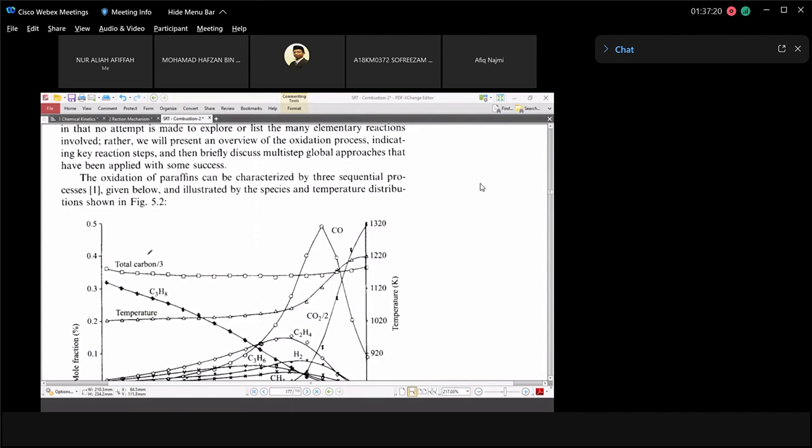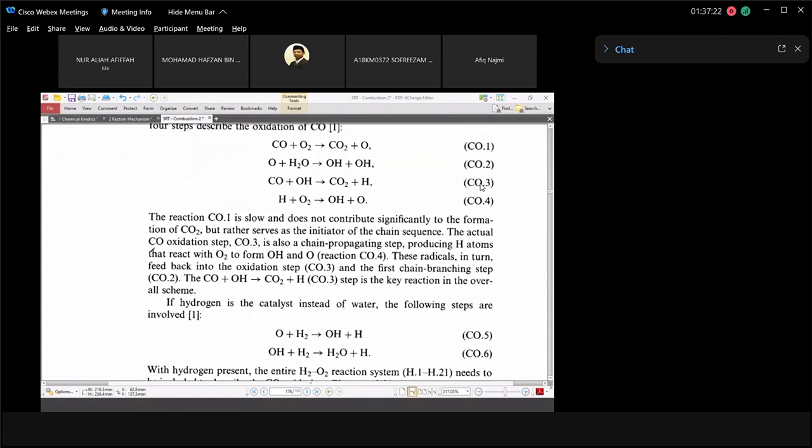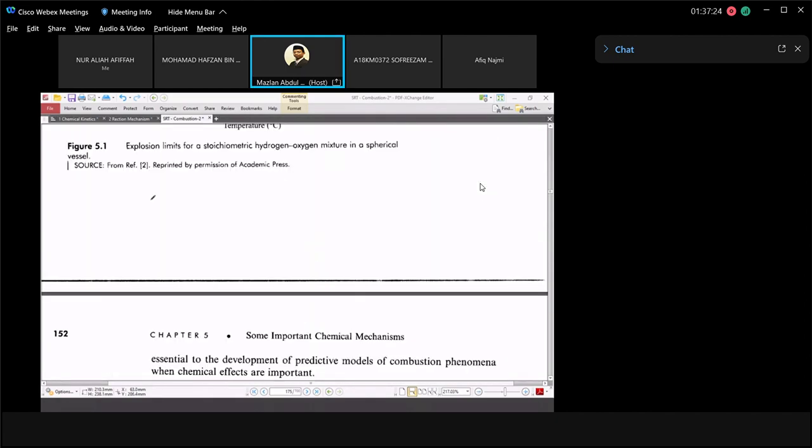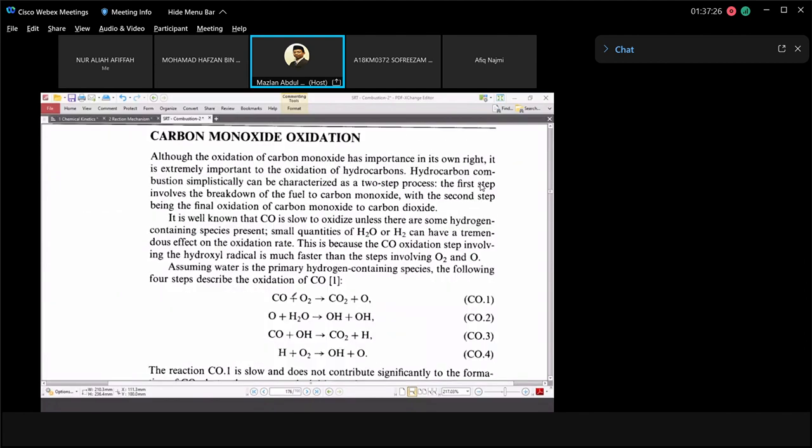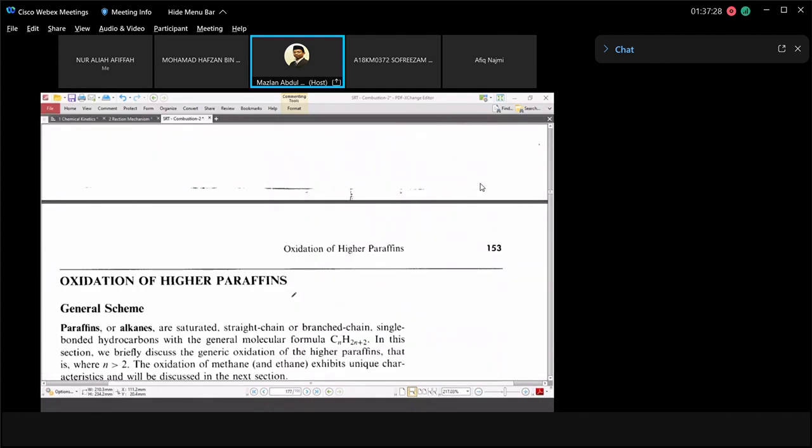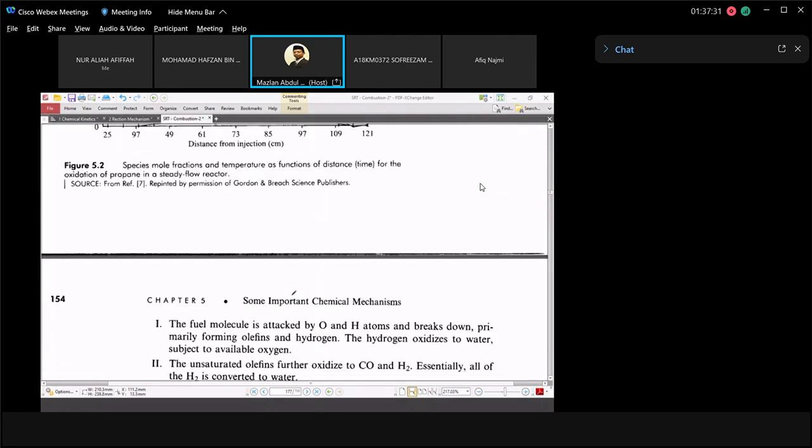Okay, let's continue. This carbon monoxide oxidation, is it an example? Yes, there are a few examples. Okay, a few examples. Let me check.